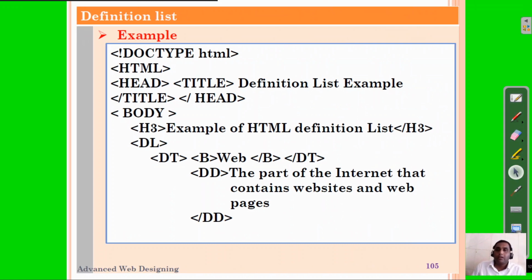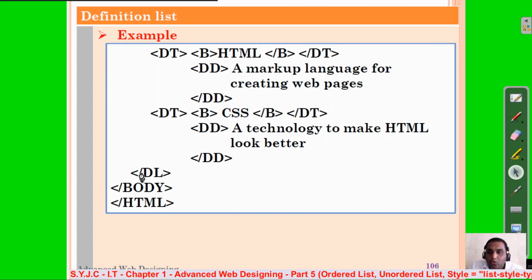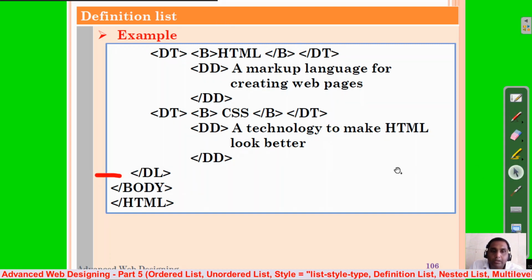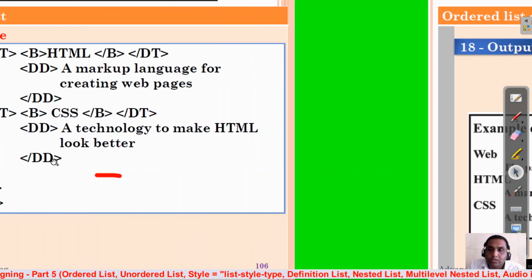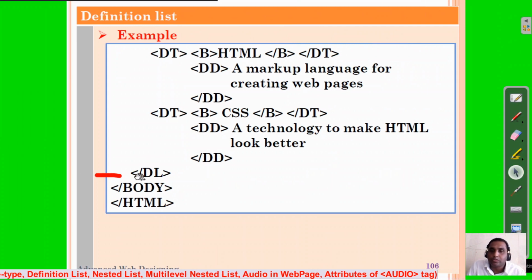Then you see the example, definition list example. You see, I'm starting the dl tag over here, then I have dt, and after I close dt, I start dd, then another dt, and then dd, another dt, dd, and finally I close dl. Here I close dl, which was opened here. I'm closing it here.